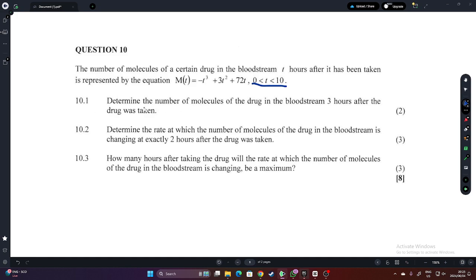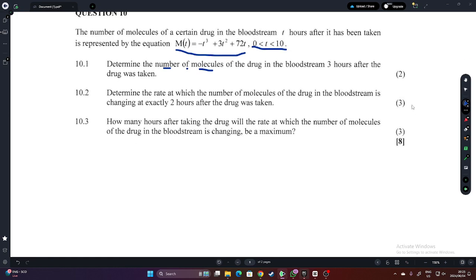Going on to 10.1, it says, determine the number of molecules of the drug in the bloodstream 3 hours after the drug was taken. Now, as we read through this question, you'll notice that none of the three terms that we're looking for is present in here. It's just asking us to find the number of molecules, which is represented by this equation. We know that M, as it says here, is the number of molecules of a certain drug. So we would say to ourselves, okay, 10.1.